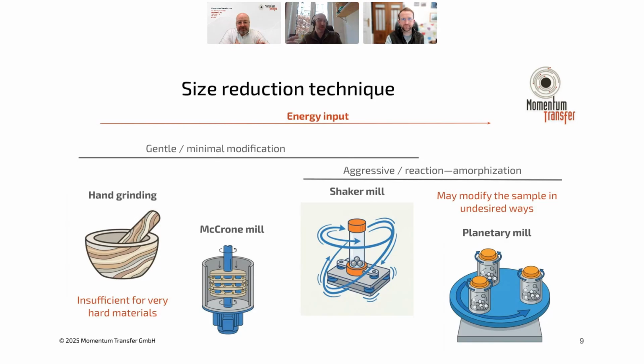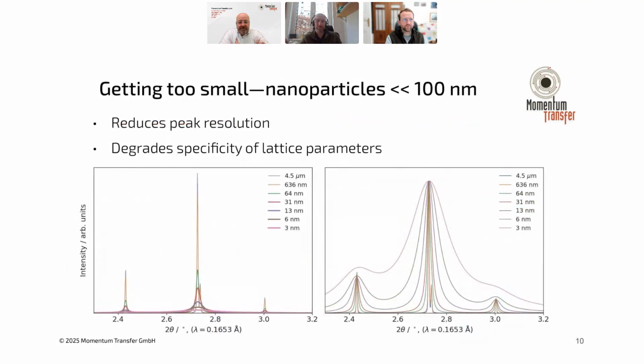You may need to use more energy-intensive milling techniques if you have really hard materials, but you need to validate that and use appropriate settings on those machines to work with your materials appropriately. There's also the point where you can get too small, at least for phase identification purposes. When you get to nanoparticle sizes, it's actually generally not really bad. It can actually be quite good.